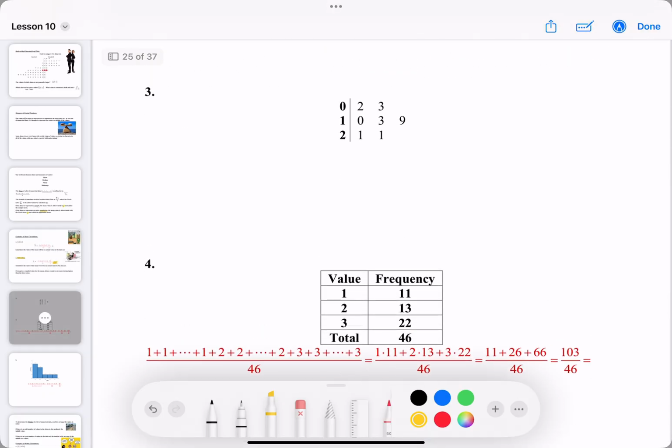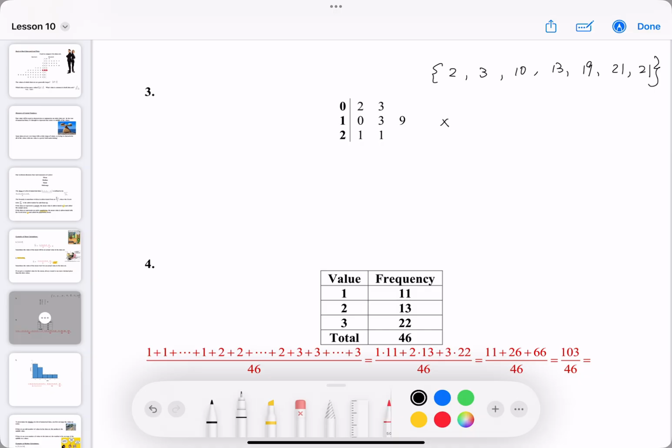Let's see this stem and leaf plot. A stem and leaf plot is also coming from a data set. The stem is 0 and the leaf is 2, that means 2. Stem is 0, leaf is 3, that is 3. So 1 is the stem, and the leaves are 0, 3, 9. So I'm going to have 10, 13, 19, and for the 20s, 21, another 21.